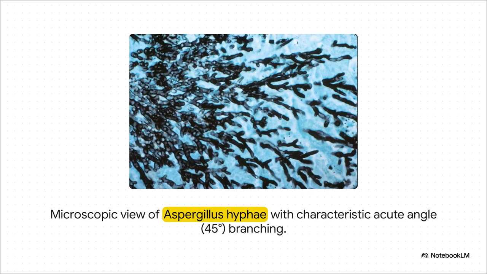And this is what's actually causing that halo sign on the CT. When you look at the tissue under a microscope, you see this. These are the fungal hyphae, branching at those distinctive, sharp, 45-degree angles. This is the fungus, literally tunneling through the lung tissue and into the blood vessels.